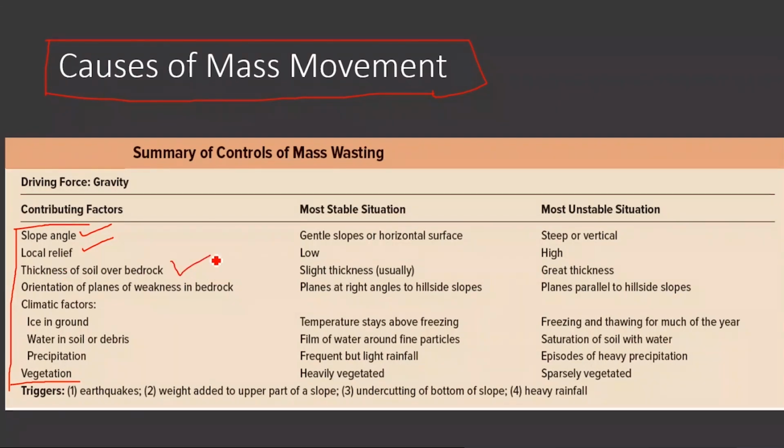Number three, it is the thickness of the soil cover. Number four, it is the orientation of planes of weakness of the bedrock. Number five, it is the climate, whether it is ice in ground, water in soil, or debris, precipitation. And the last one, it is the vegetation. So if the slope is gentle, the horizontal surfaces are mostly stable, whereas if you go to a steep vertical region, that seems to be the most unstable situation.